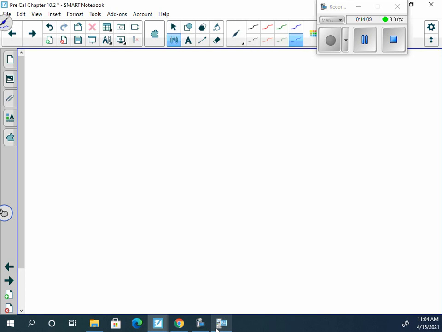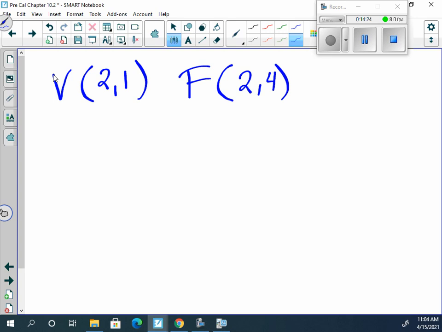Find the standard form of the equation of the parabola given that the vertex is 2, 1 and the focus is 2, 4. So we can start off by figuring out which one of the equations we will be using. Are we going to have x minus h squared or y minus k squared? Because the second one changes. So the second one changes, our y value changes from the vertex to the focus.